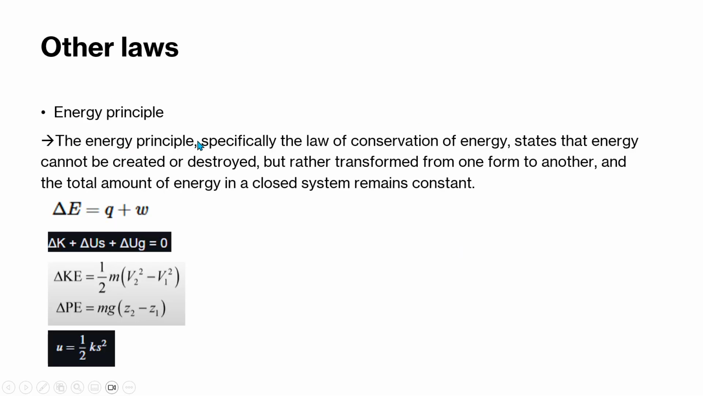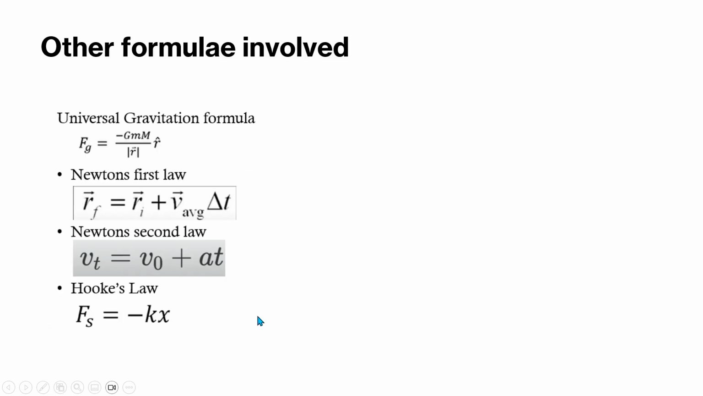We have the energy principle, which is the conservation of energy, which states that the energy cannot be created nor destroyed, which is delta E is equal to Q plus W. This is the total energy, which is kinetic energy plus spring energy plus gravitational energy. These are the three formulas: half mv squared, mg delta y, and half ks squared. And these are the other formulas involved as well, which is the universal gravitational formula minus G m1 m2 by r hat, and then Newton's first law, Newton's second law, and obviously Hooke's law as well.